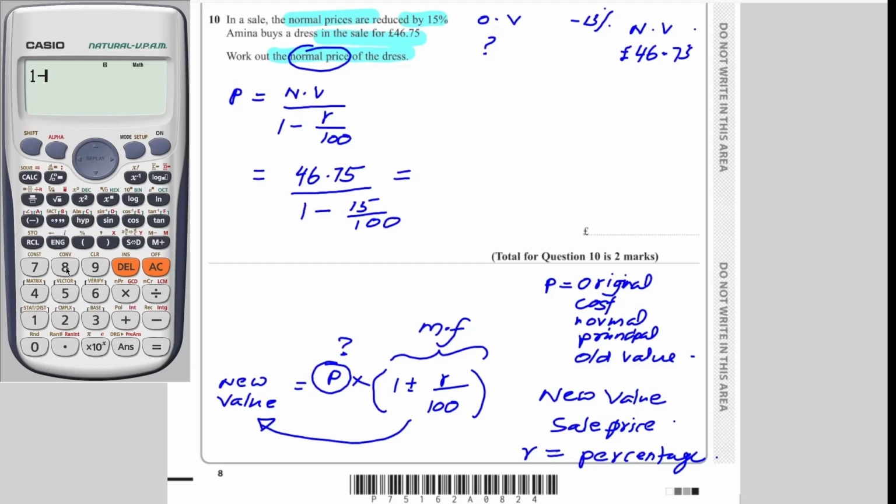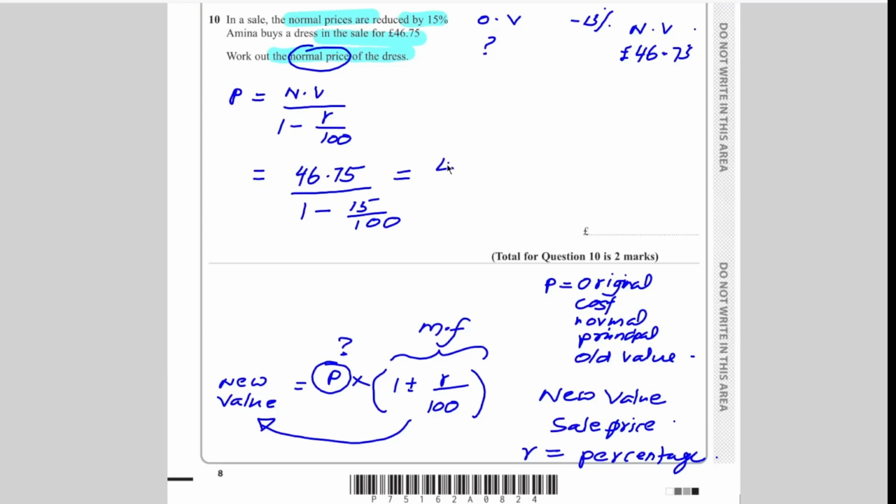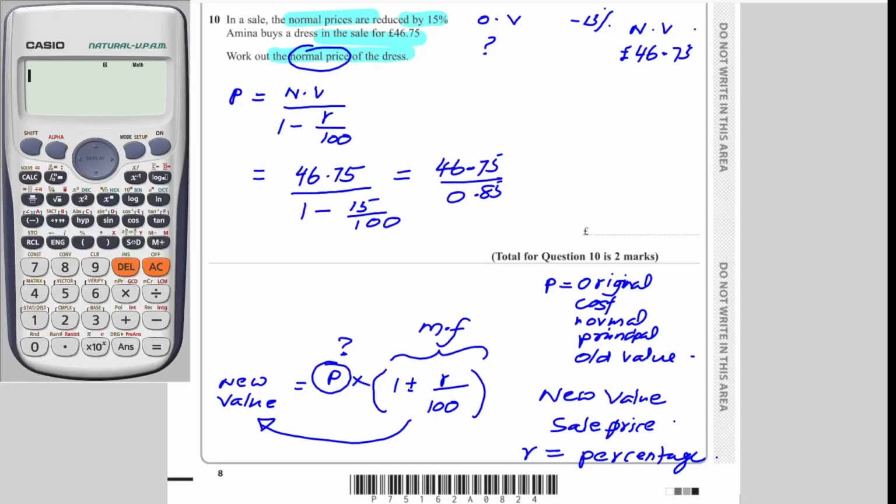So this is 0.85. If you are not sure, you use the calculator. 15 over 100. So it is 0.85. So let's write it in this way: 46.75 divided by 0.85. For this part itself, you are getting 1 mark. That's why I want you to try to get this separately. It is okay to get it at once as well, but write this one separately.